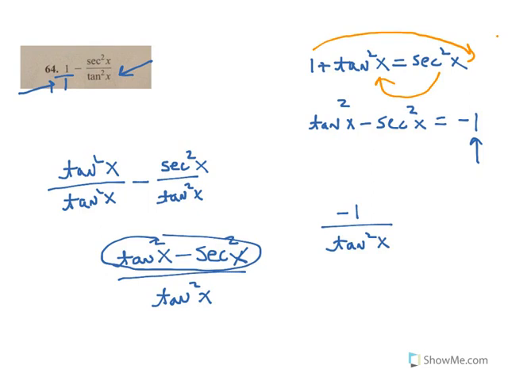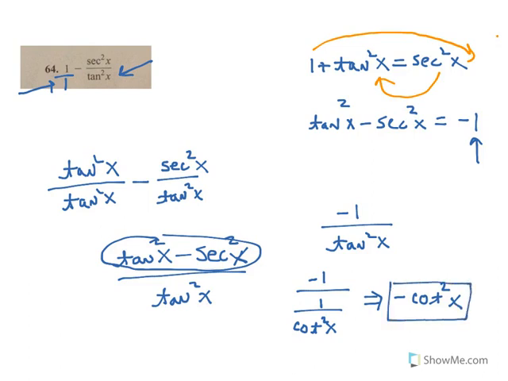So we have negative 1, and we know that tangent is the reciprocal with cotangent, so negative 1 up top, tangent squared down bottom, so that's going to be negative 1 over cotangent of x squared. And if you're dividing by a fraction, you can multiply by the reciprocal, so that's going to leave you with negative 1 multiplied by cotangent squared. And that should be your simplified form for number 64.